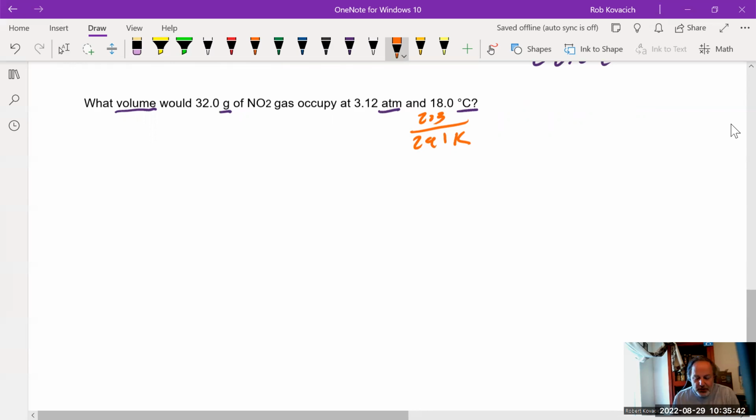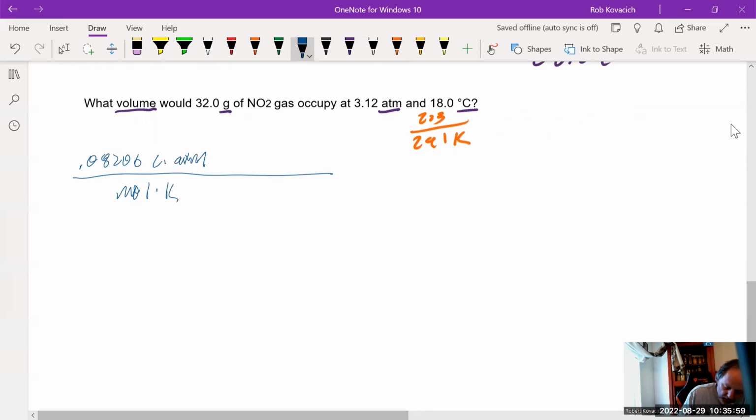So I don't have a volume unit. So this is an ideal gas law problem. So I need a volume unit. That's fine. 0.08206 liter atmospheres per mole Kelvin. Okay, so now I got my liter in the numerator.